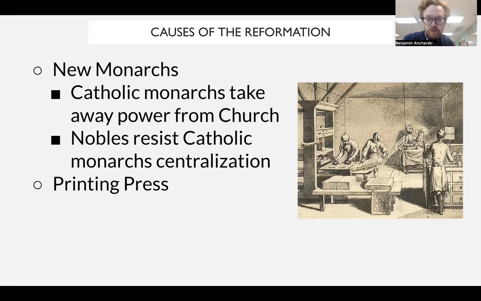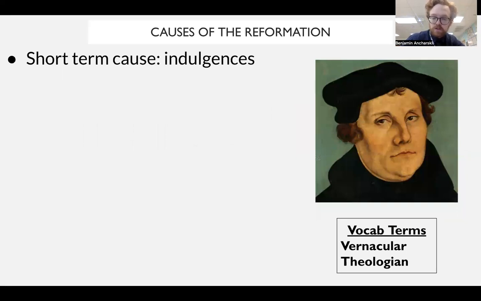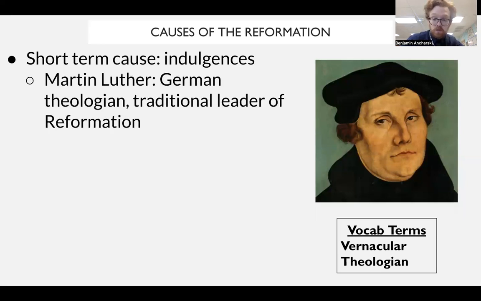But again, the printing press will also help out with all of this. The printing press helps for the diffusion of intellectual ideas. And that is especially going to be true with religious criticisms of the Catholic Church. But the short-term cause of the Protestant Reformation is going to be controversy about indulgences, whether or not it is an acceptable practice. And one of the guys who is going to say that it is not an acceptable practice is a German monk, a German theologian by the name of Martin Luther.